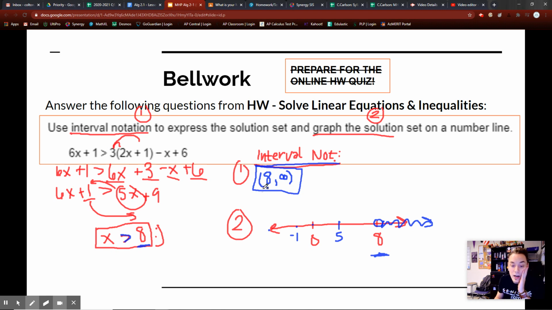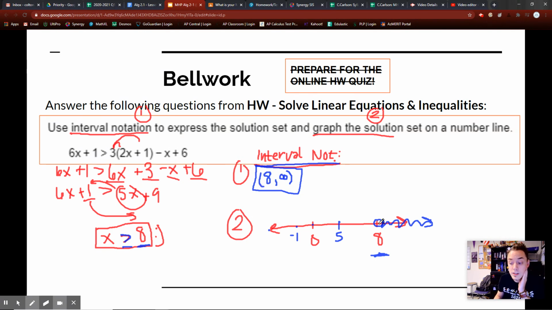And then 8. Why is it parentheses? Again, because it's not a closed dot here. This inequality sign, is it equal to? Your answer is no. Since it's not equal to, I'm going to put parentheses here. You may be asking, well, what if this was equal to? Would you put a bracket here? Yes, you would put a bracket here.